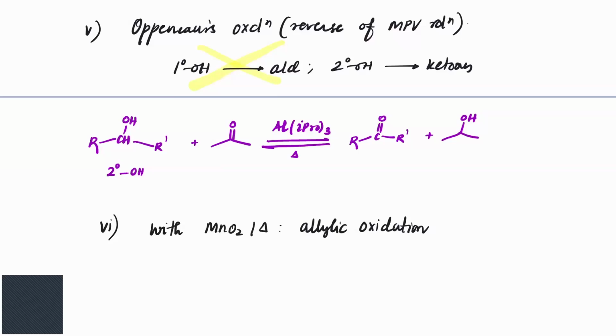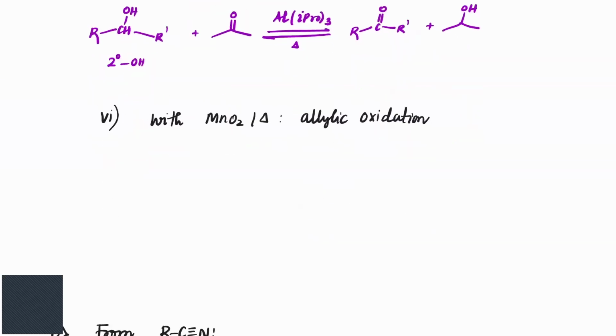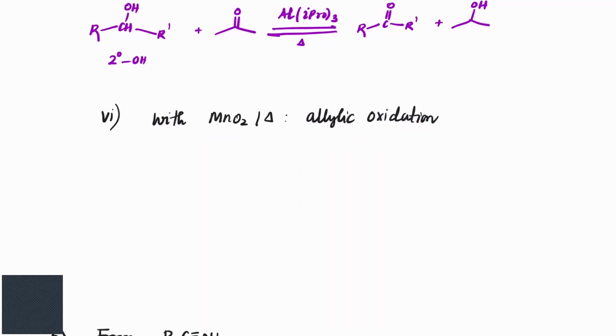If you do the reverse one, that is, if you take a ketone and convert that into an alcohol, we read this as MPV reduction. While when you show it as an oxidation reaction, it is Oppenauer's oxidation. Right. The next reaction is with MnO2 and heat, which is causing an allylic oxidation.